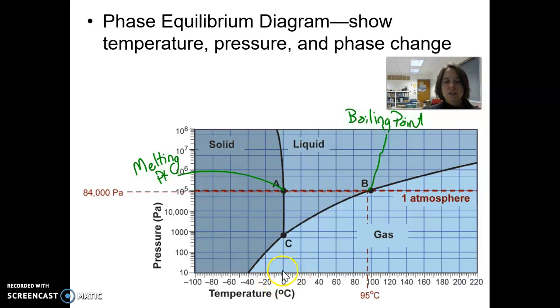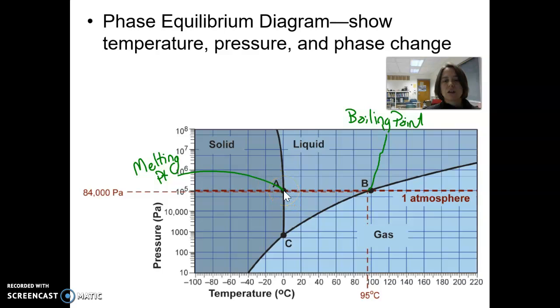So at 0 degrees Celsius, so you should label that temperature, at normal pressure, which would be right about here, normal atmospheric pressure, you have the freezing or melting point, depending on which way you're going, of water. And so we say that's A.